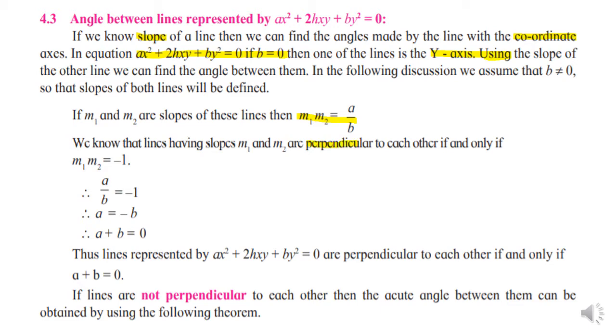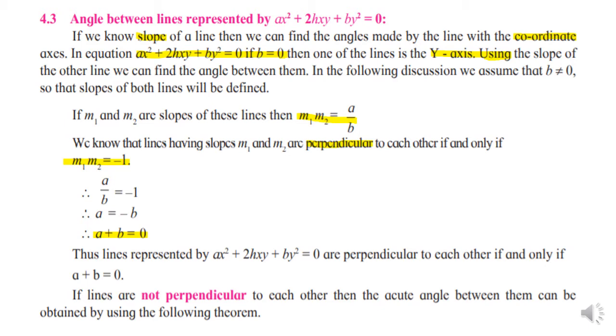Now suppose the lines are perpendicular to each other. This is a very important concept. It is going to help you in solving sums. Then we know that the product of the slopes of perpendicular lines is nothing but minus 1. So we say that m1 m2 is equal to minus 1. Now what is m1 m2? m1 m2 is nothing but a upon b. So a upon b is minus 1, or a is equal to minus b, or a plus b is equal to 0. This is what you have to keep in mind. So for perpendicular lines, a plus b is equal to 0.